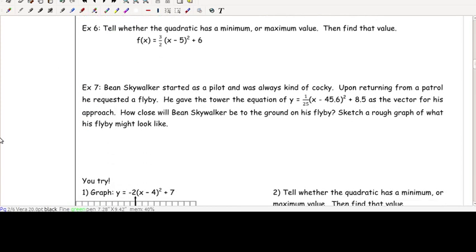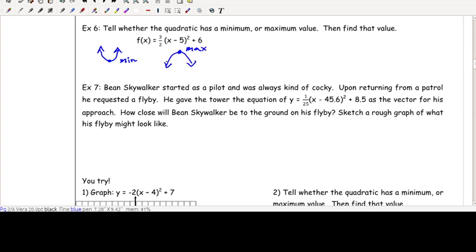Example number 6. Tell whether the quadratic has a minimum or maximum value. Then find that value. So, in this case, we're thinking about whether our parabola is opening upward, like our regular parabola, or opening downward, like our flipped parabola. And we know that what determines that is going to be our a value. So when our parabola opens upward, my vertex ends up being a minimum. It's the lowest value on my parabola. But when it's opening downward, it's a maximum because it's the highest value on my parabola.